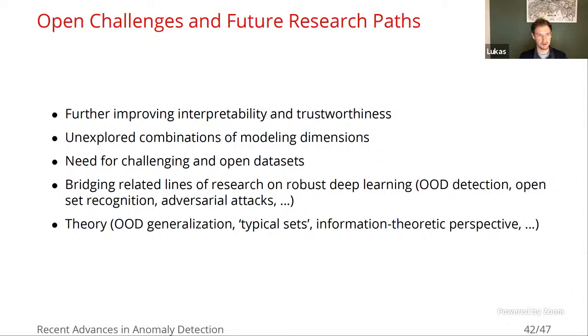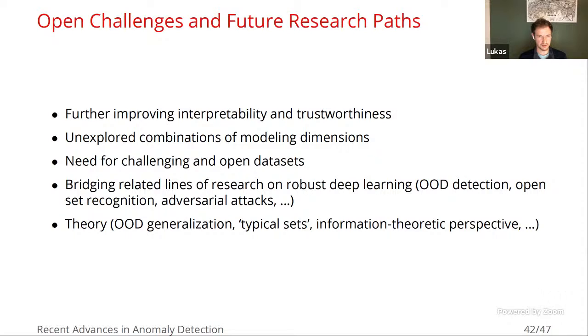Then there's also a desperate need for new and challenging data sets. So a large part of the literature still considers or repurposes classification data sets in this one versus rest or leave one out fashion, which is okay to some degree, but of course, having data sets with actual anomalies would help to better test and evaluate the methods that we would develop. So for instance, like this MTech anomaly detection data set.